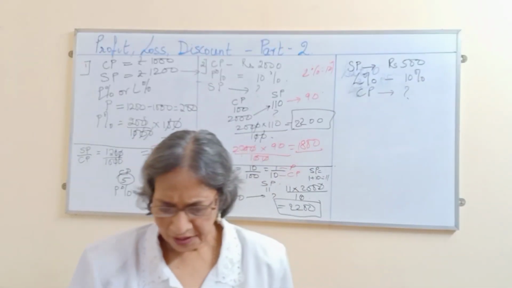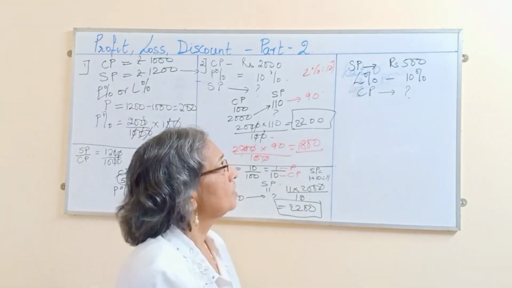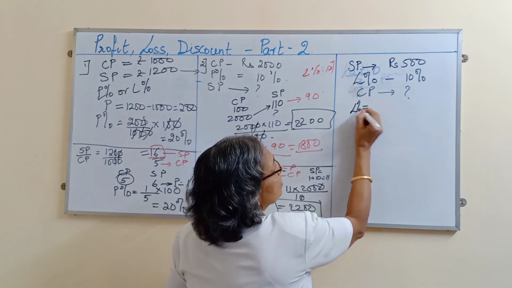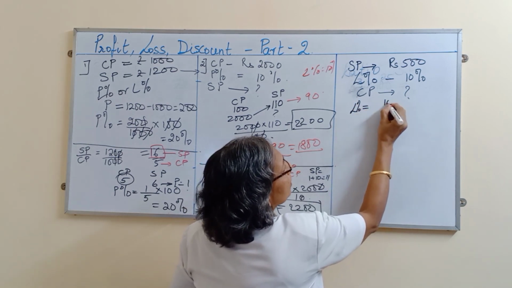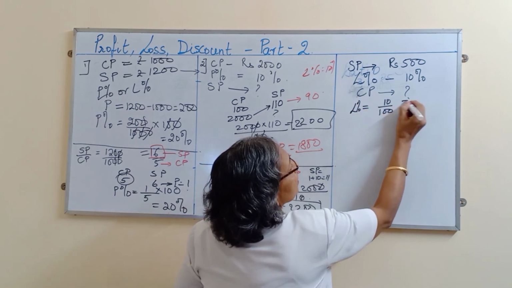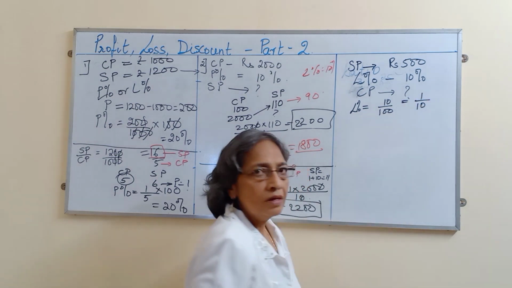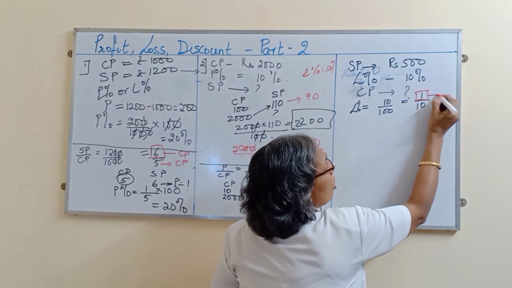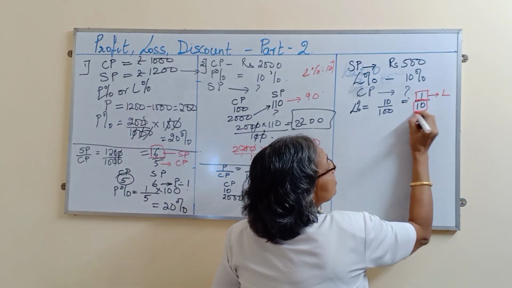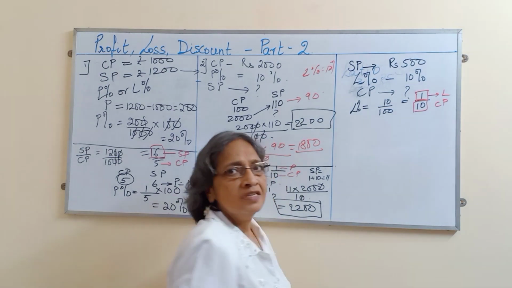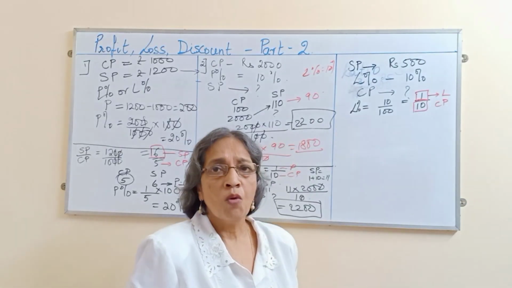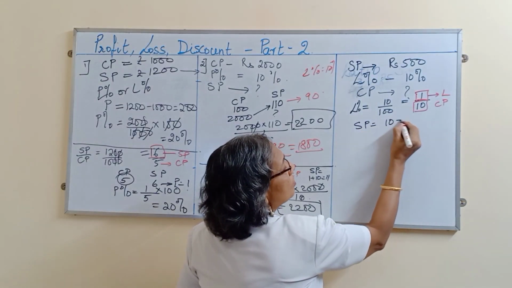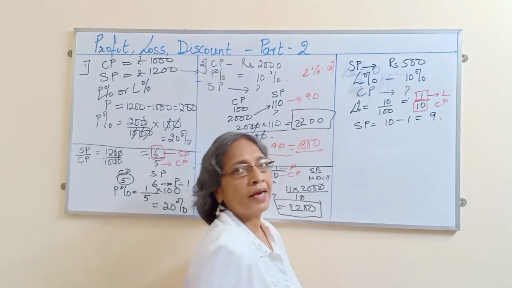So can we do it by the ratio method? Yes, let us do it by the ratio method. The loss is 10%, so my ratio would be 10 upon 100, that is 1 upon 10. So what is this 1 here? The 1 is the loss and this is the CP. Since it is a loss, what will my SP be here? The SP will be 10 minus 1, which is 9.